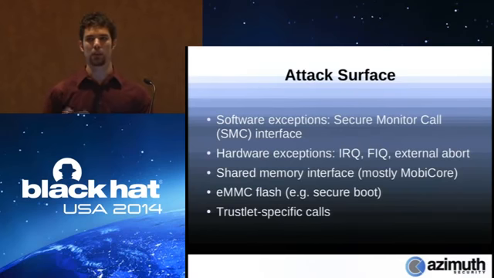So much like a normal application will issue a system call to request the operating system kernel provide some service for it, the operating system kernel can issue an SMC request to request that TrustZone do something on its behalf. Additionally, TrustZone may be tasked with handling various hardware exceptions, such as interrupts and external aborts, but this is a much more narrowly defined interface, so I suspect it's less likely to have vulnerabilities.